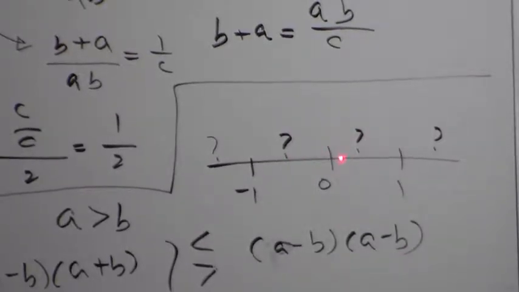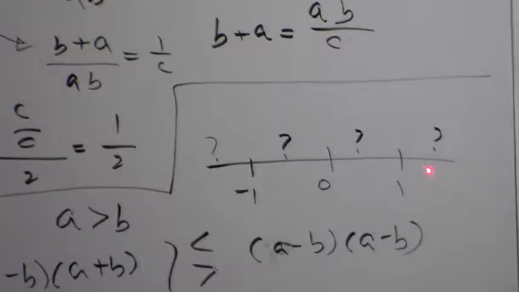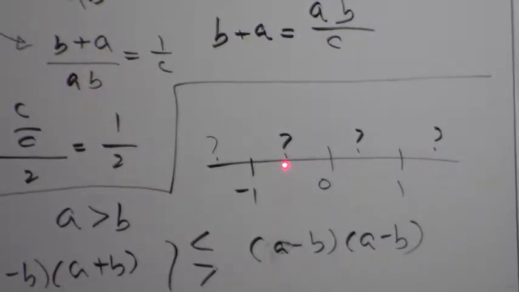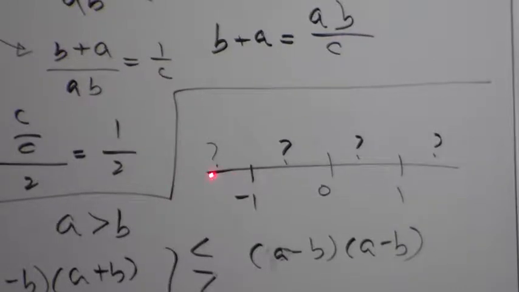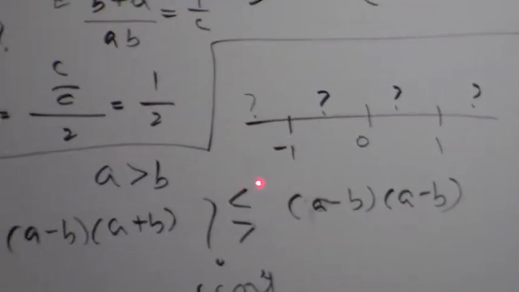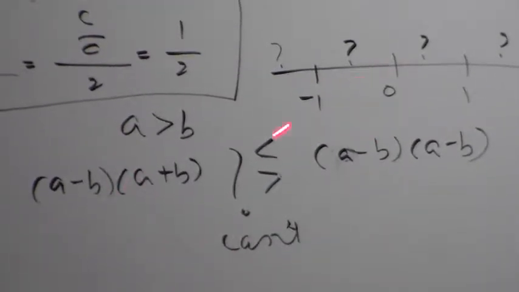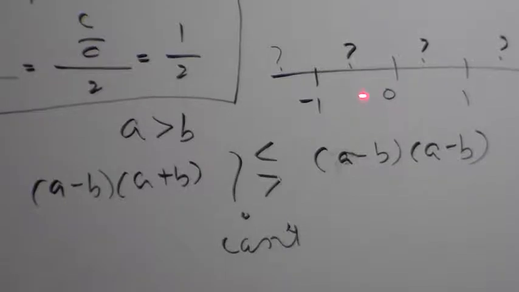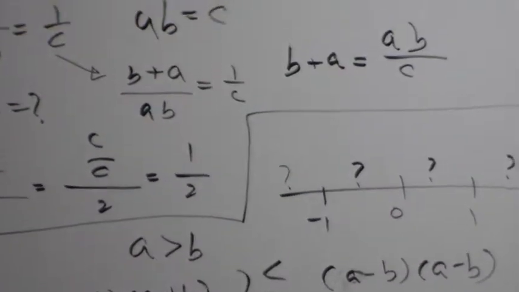Are a and b between 0 and 1, or more than 1? Or a and b between minus 1 and 0, or less than minus 1? Once you figure it out, you can decide which one is bigger. But we cannot decide which one is bigger because there is no given condition, no range. Okay, let me do the vocabulary.